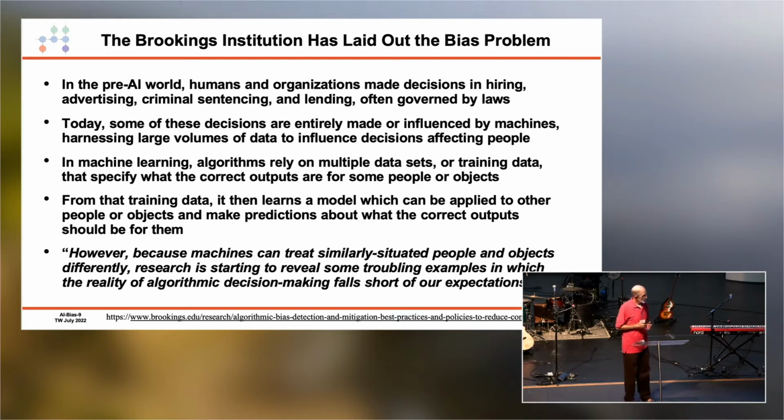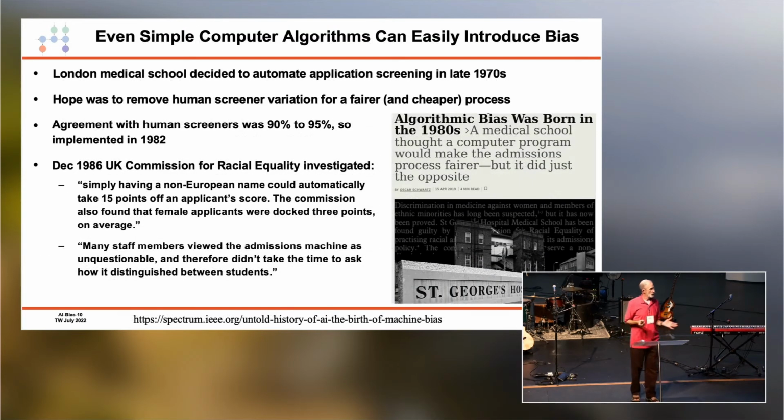Well, this is a 2019 report. It's not really starting to reveal. It has revealed an awful lot of trouble, and we're going to take a quick look at some of those. Even simple computer algorithms can easily introduce bias. And there's no deep learning neural nets in the 1970s when they started this project in this London medical school. It's a good article here in the electrical engineering journal Spectrum, the link down there at the bottom.